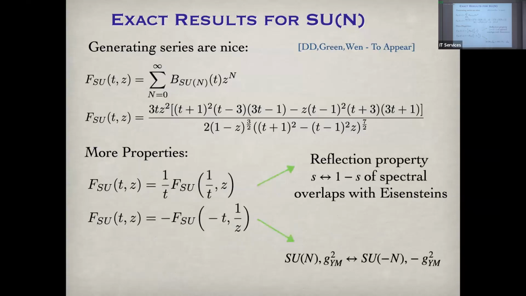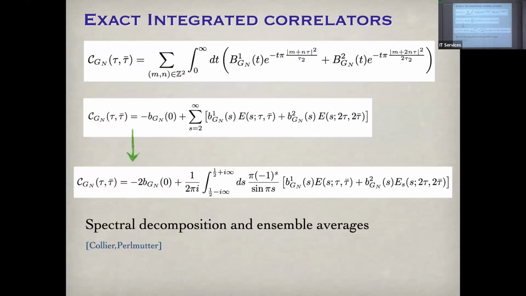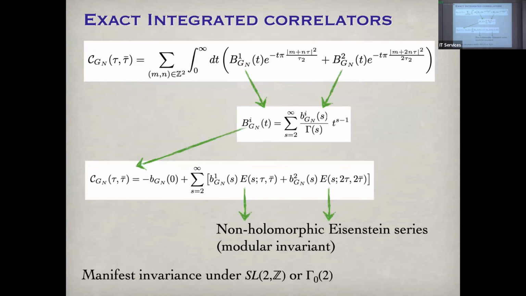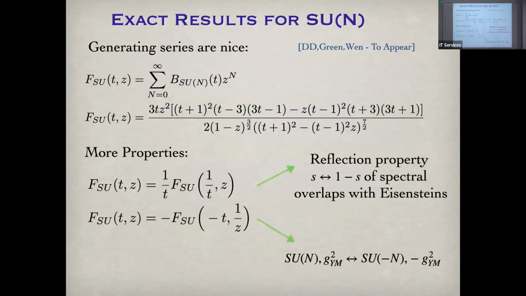More properties of this generating series. It has this inversion property, t going to 1 over t. This is directly related, when you translate it back into the spectral decomposition, to the reflection symmetry S going to 1 minus S. The reason is not too difficult to see from the expression that I wrote in terms of Eisensteins. So in here, I expanded around the origin and I get the Eisenstein ES. However, if you do t going to 1 over t, you will get the Eisenstein E1 minus S. So the expression should be the same, and then you get the same function.